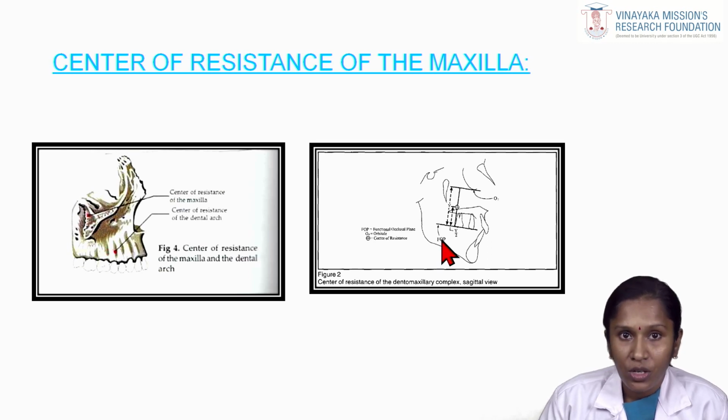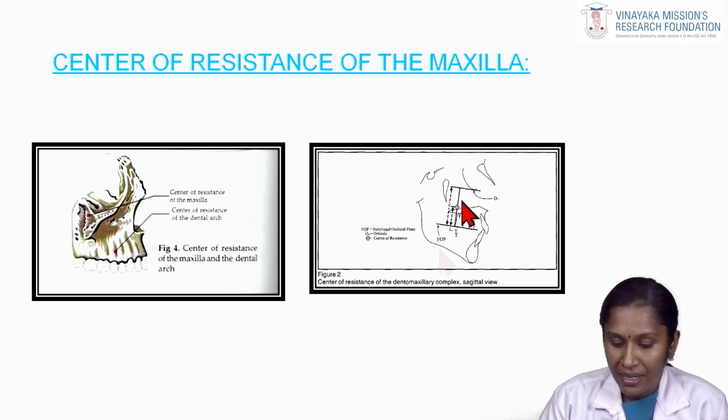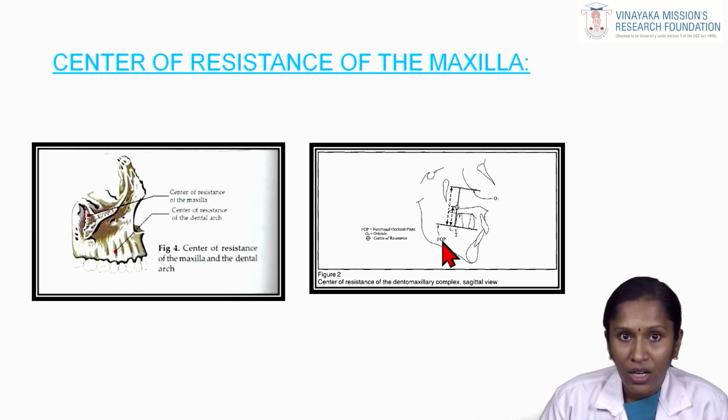This is obtained by drawing a functional occlusal plane and then drawing a plane parallel to the occlusal plane passing through the orbitale. These two planes are connected by a right angle line passing through the distal aspect of the maxillary first molar. The center of this line, the halfway mark of this line, denotes the center of resistance of the maxilla. Once determined, this can be transferred clinically onto the patient.